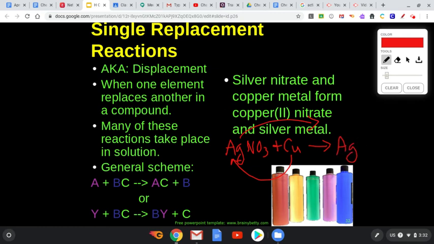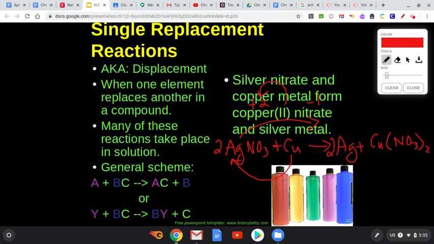So then you will have silver by itself, and you will have copper, and since this is a 2 charge and nitrate is a 1 charge, we have to have 2 nitrates in the picture here. Now, when you go to balance your equation, you will have to put a 2 in front of the silver nitrate to get 2 nitrates and 2 in front of the silver on this side to balance your equation.